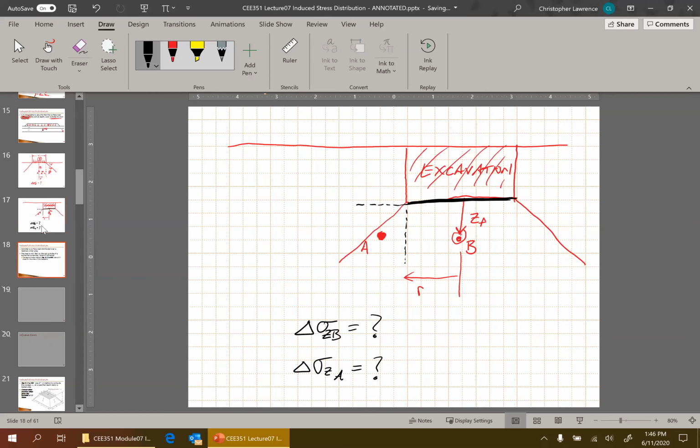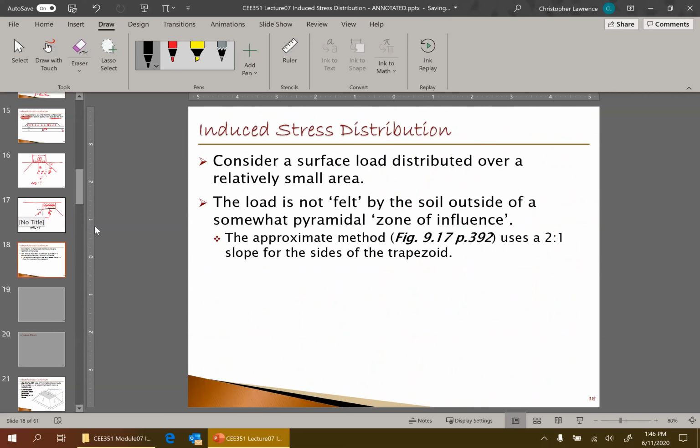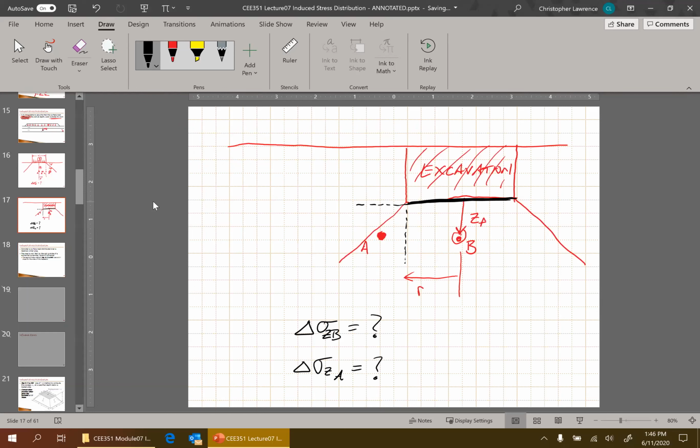On the next slide we see that we have to consider what are possible overlapping zones of influence. Okay, so consider a surface load distributed over a relatively small area. That's sort of what we're talking about here. The load is not felt by the soil outside of a somewhat pyramidal, pyramid-shaped zone of influence. And that's exactly what we've got here. In 3D, we're just seeing it in cross-section. In 3D, this zone of influence, everything inside of this zone might have some influence.